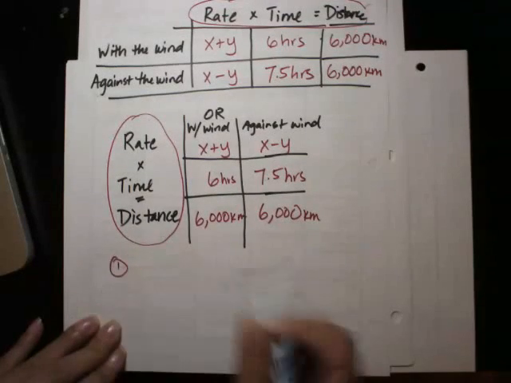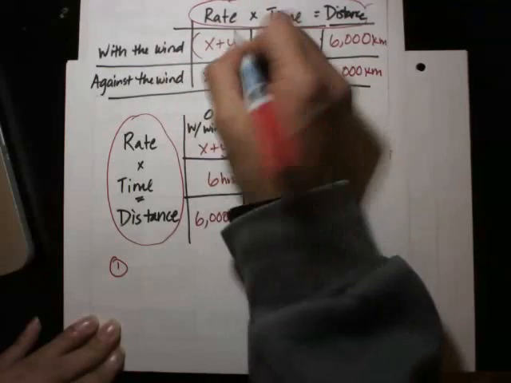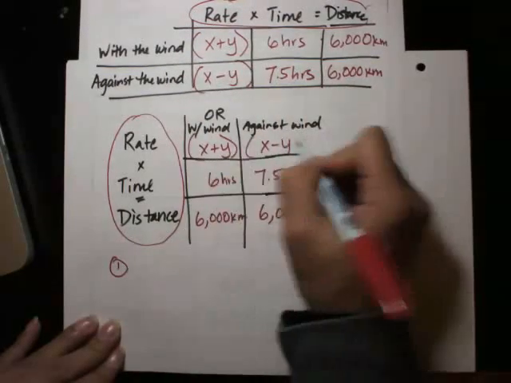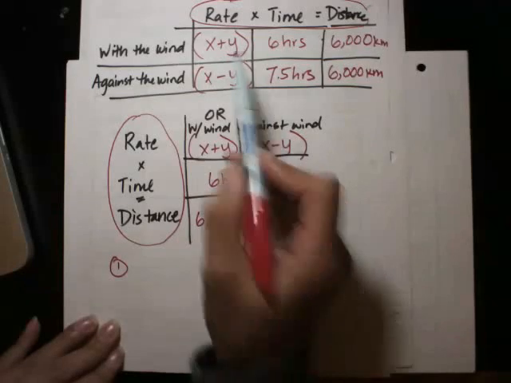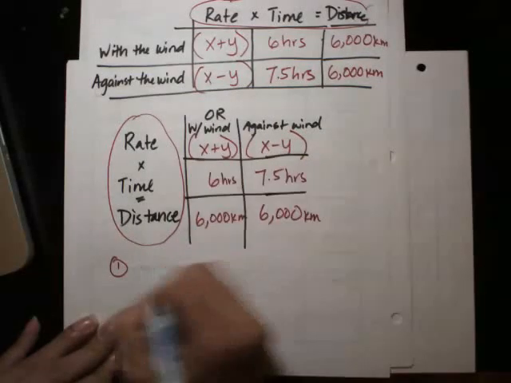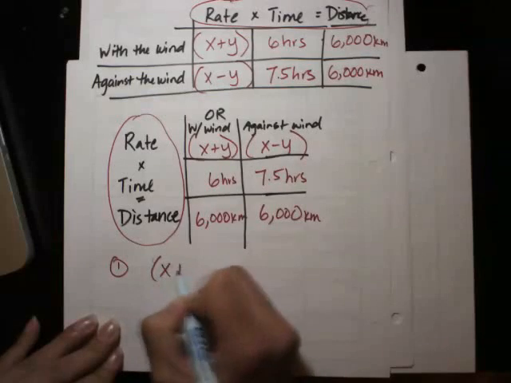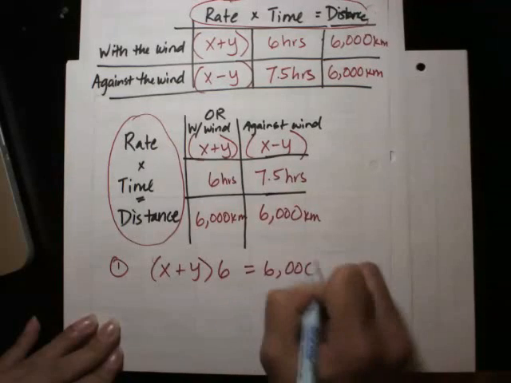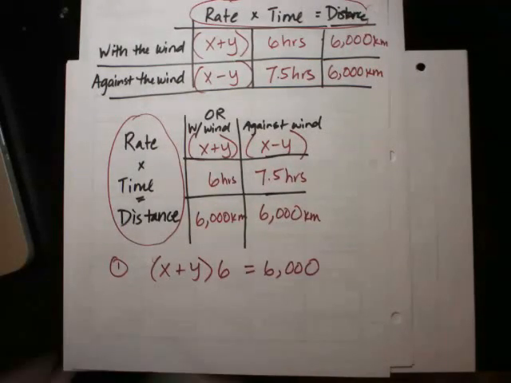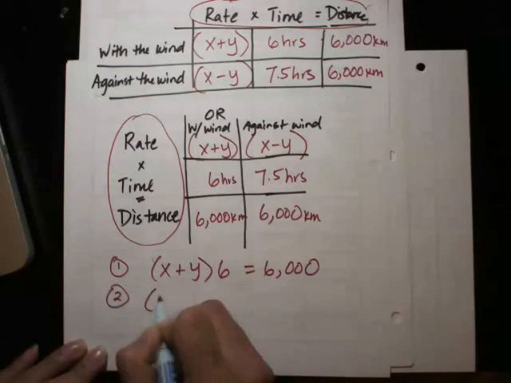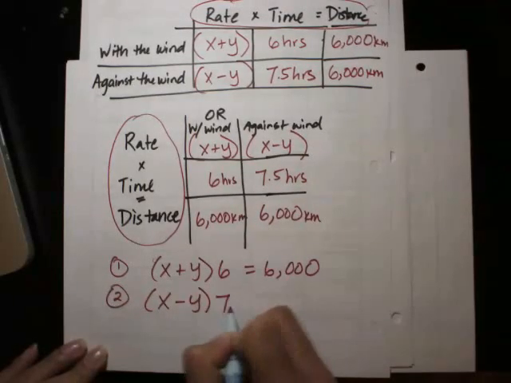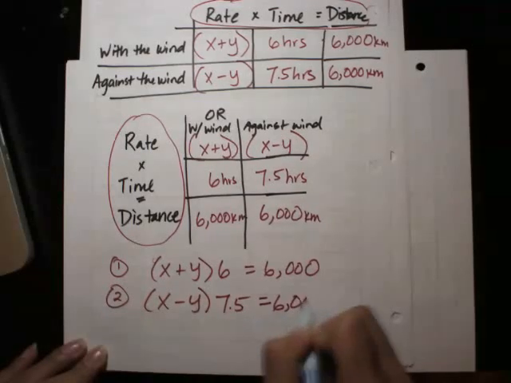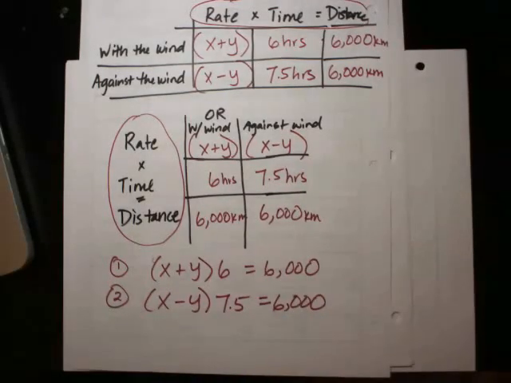Equation number one, rate times time. Very important, I'm going to go ahead and put in parentheses, no matter what you're looking at, because you're multiplying the entire rate here times the time. So the entire rate here times the time will give you the distance. Okay, so that's equation number one. Equation number two, x minus y times the time will give you, again, the distance. Okay, so you have two equations here. I'm going to go and solve this on a separate sheet of paper.